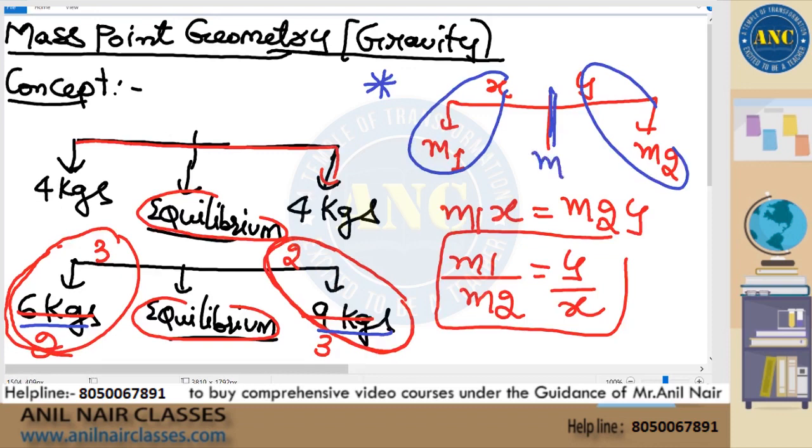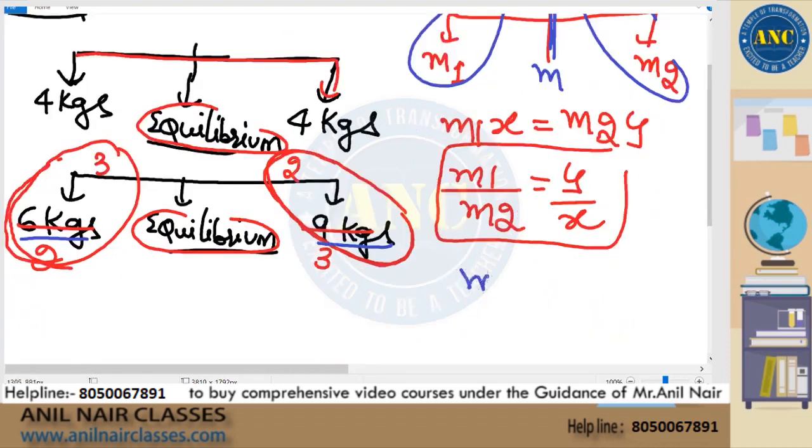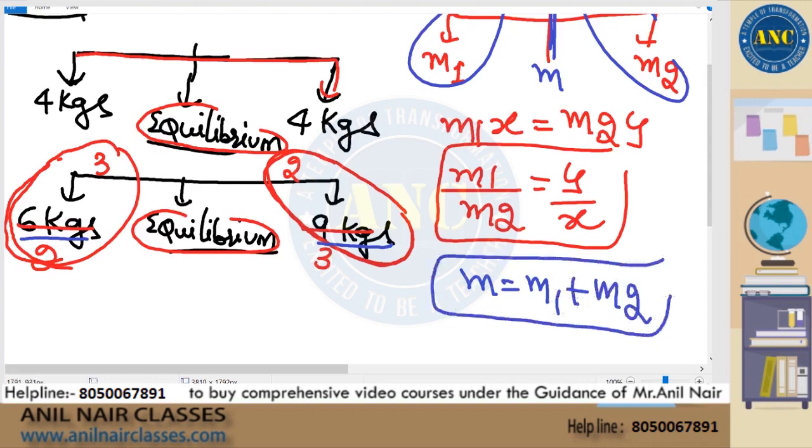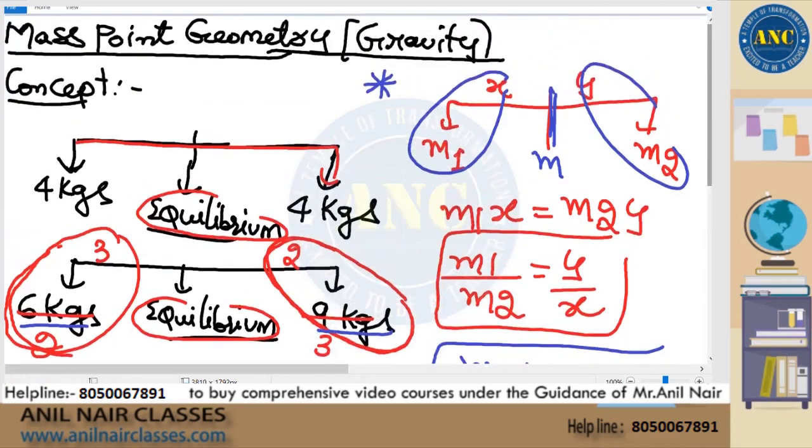And if I call this m, then m is nothing but m1 plus m2. I hope it is clear, right, sir? Let us do a few more examples so that it will be clear. So the concept is that weights and the number of quantities we took are inversely proportional to each other.